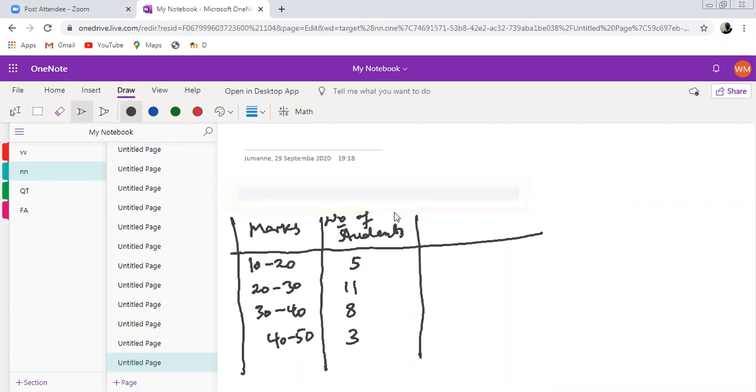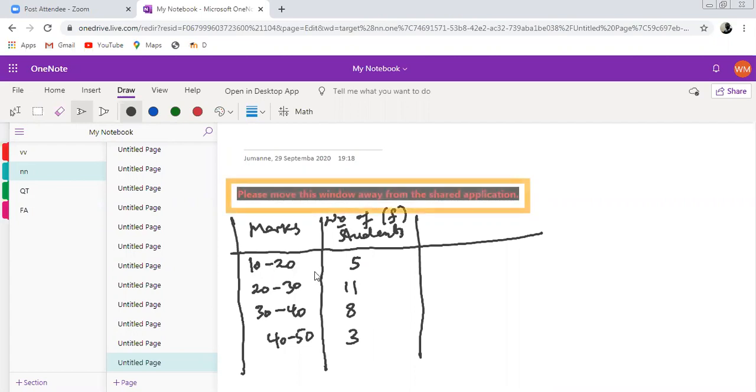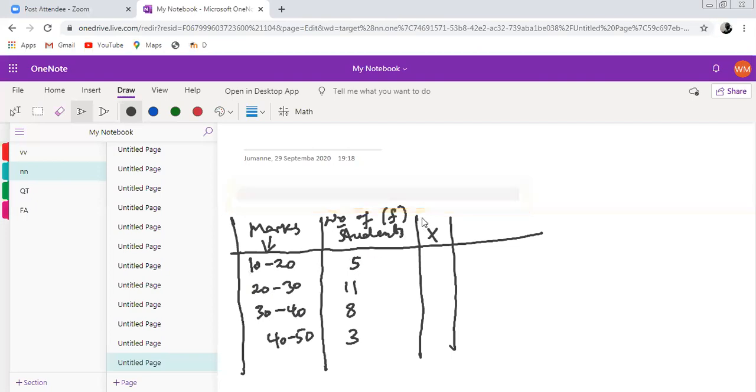So the number of students here is going to be our F. This is the number of times each particular class occurs, or the number of objects that are going to be in that particular class. So what you need to do is determine your X, which we have said is the midpoints of the classes. This is the class of 10 to 20, the class of 20 to 30, 30 to 40, like that. So the classes are here. You need to determine the midpoints. So these are actually the midpoints.